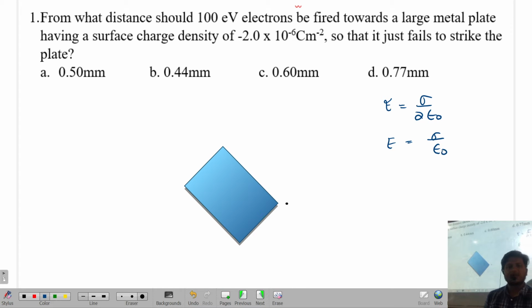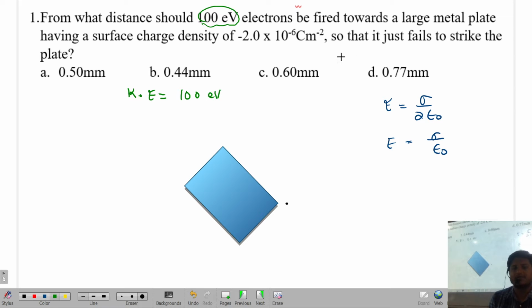What it is saying is that you have to throw 100 electron volt electrons. 100 electron volts means what is given for the electrons? The kinetic energies of the electrons are given or not? Electron volt is the SI unit of energy. Remember that. So therefore, the kinetic energy of the electrons is 100 electron volts.